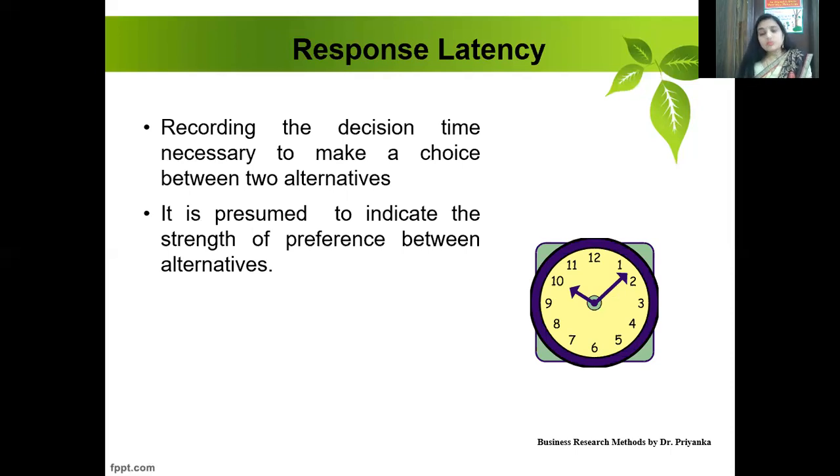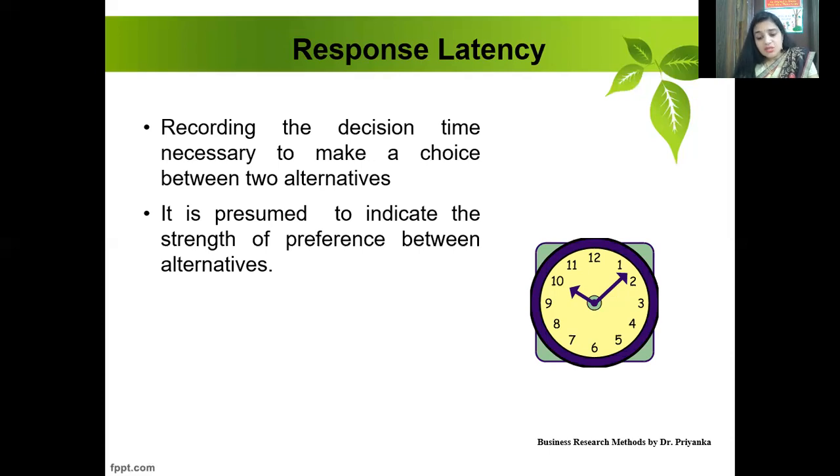But the time you take tells us that they were actually very close. The decision you might have taken and the decision which you have left, these two were very close and both were equally comparable, equally competitive. It is actually hypothesized that the longer a decision maker takes to make a choice between two available alternatives, the closer the two alternatives are in terms of preference. That means they are actually comparable and competitive.